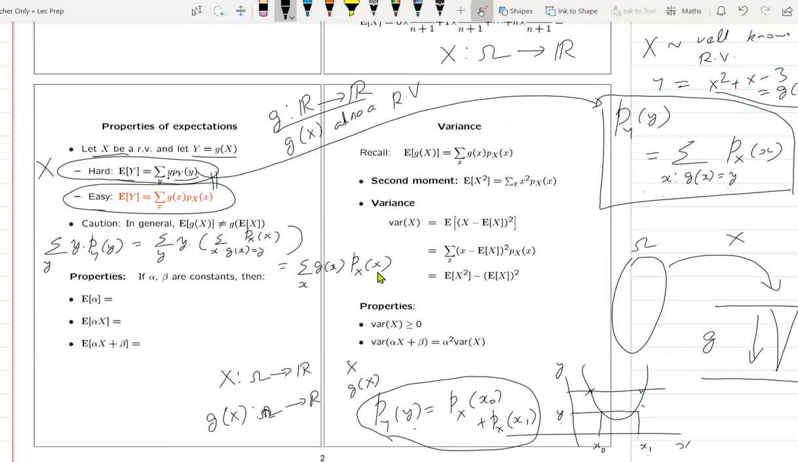Is that clear? Sir, could you please repeat after you substituted p of y with our summation formula? Yeah. So in this summation, y is always equal to g of x.